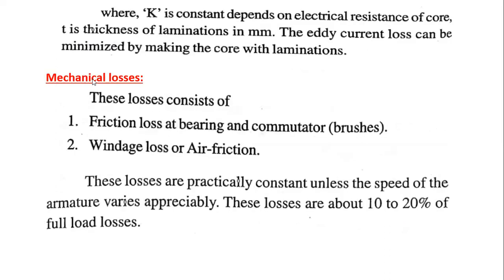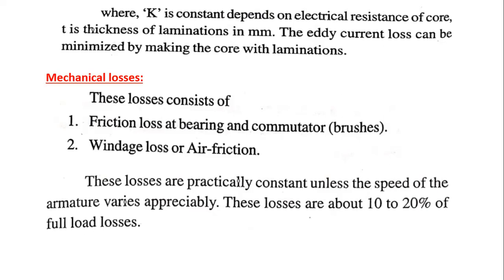Next, mechanical losses. This is the last type of losses, or the third type of losses, that is the frictional losses and windage losses. These mechanical losses are classified into two types: frictional losses and windage losses. These losses are practically constant unless the speed of the armature varies appreciably.